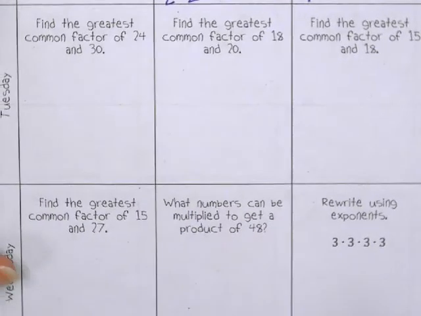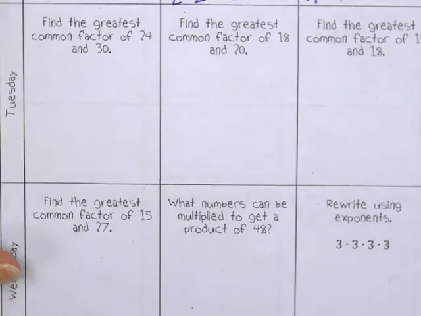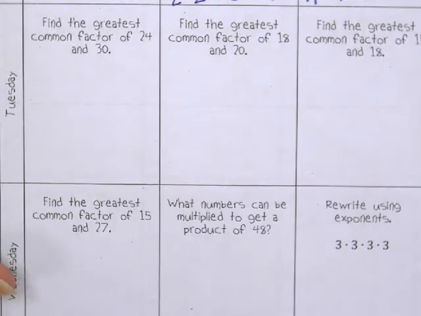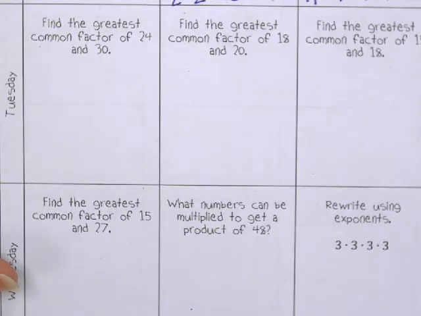So Tuesday is find the greatest common factor. So we're going to talk about what that is and then how to do that. So greatest common factor of 24 and 30 is our first problem. So we want to find the largest number that both have in common.